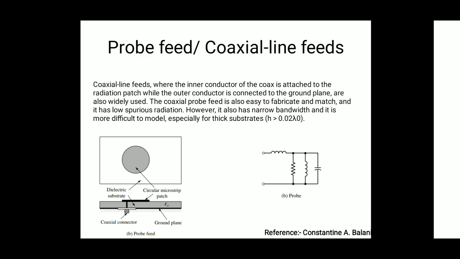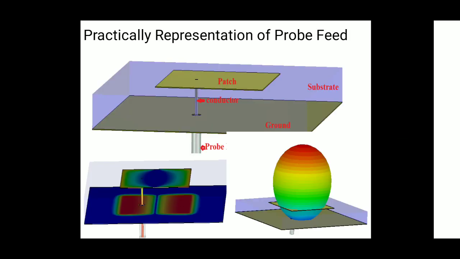Now we discuss the practical model, the practical representation of the feed. In this case we use a rectangular patch antenna. This is the rectangular patch, this is the inner conductor, and this is the outer conductor. In between the inner and outer conductor there is Teflon material, which works as the dielectric. This is the ground. We feed the power through this port.